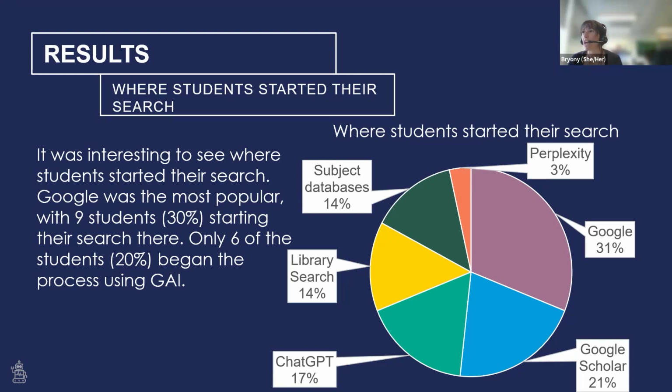And then in terms of the GAIs, ChatGPT was used as a starting point 17% of the time, and then Perplexity was also used as well. But just to put that into context, it was only 6 of the students who actually began their search process using a GAI.